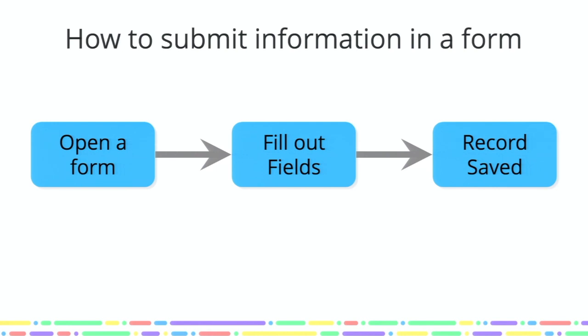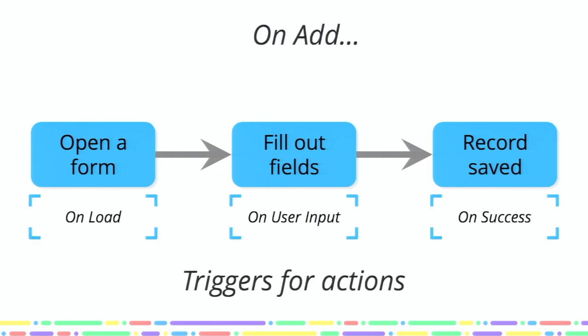So your general workflow or process of how information goes into your application is basically somebody opens up a form, they fill out some fields, and then the record is saved. Generally we have three primary triggers for when you want to write scripts: on load, on user input, and on success. On load is basically when the form first loads, you click on the link or you click on the tab, however you got to this form.